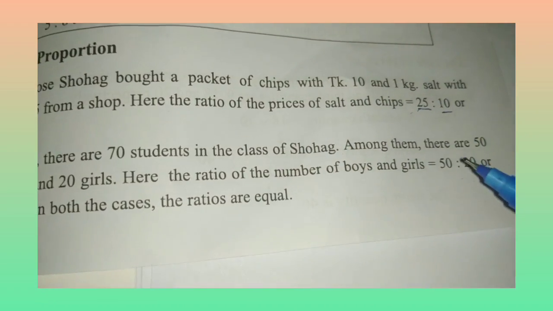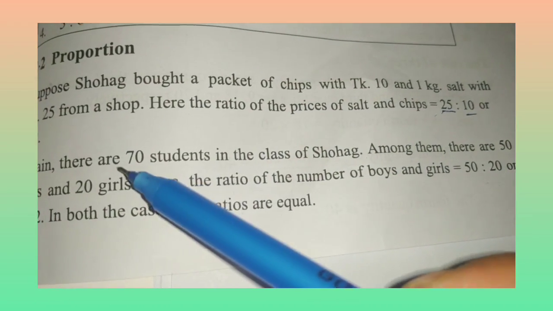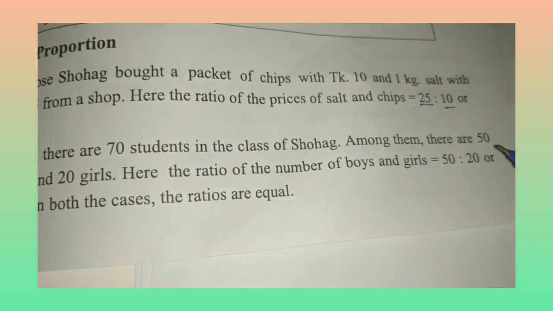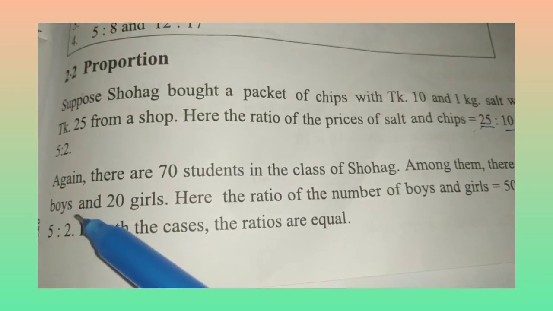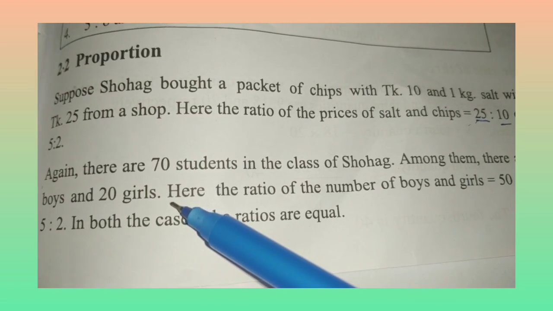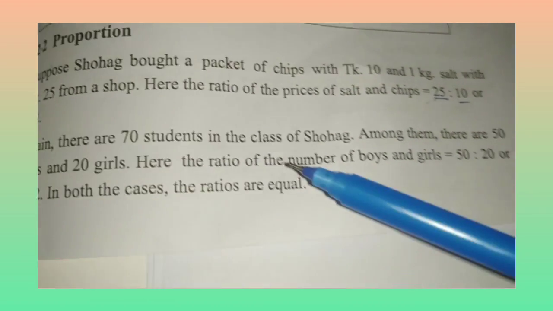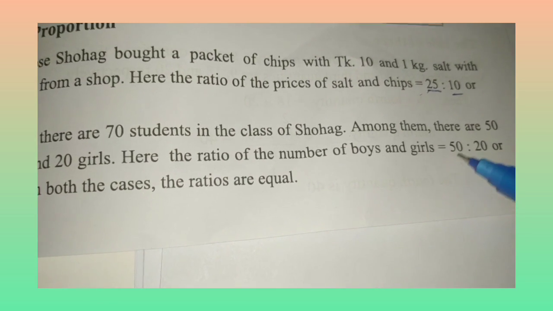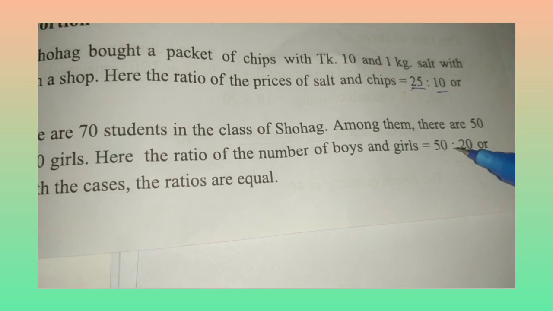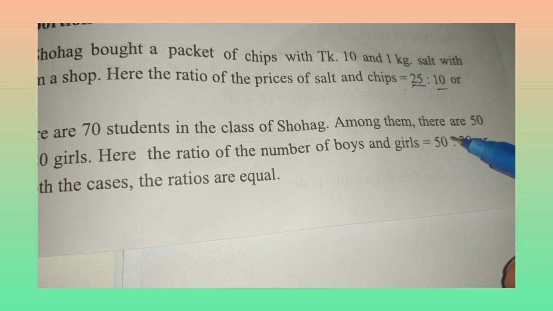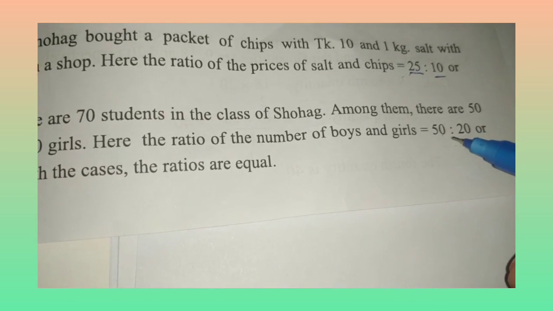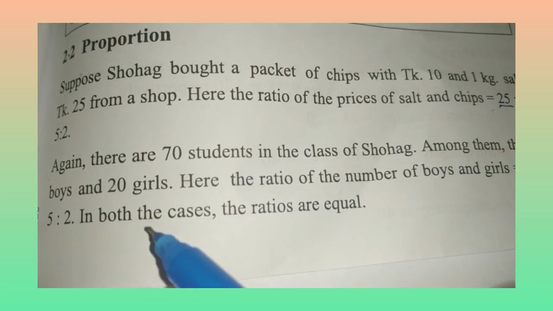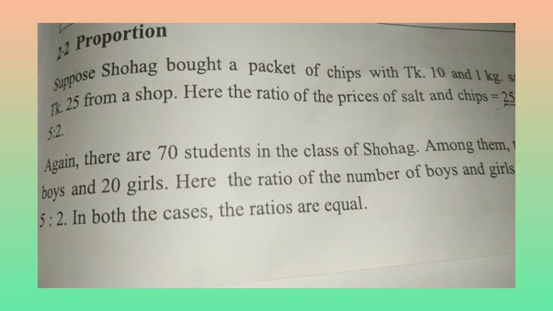Similarly, if we consider another scenario, suppose there are 70 students in the class of Shohag, so there are 50 boys and 20 girls. So what would be the ratio of boys and girls? 50:20, right? If we divide both of them by 10, what ratio do we get? 5:2. So what I'm trying to say is, in both the cases the ratios are equal.